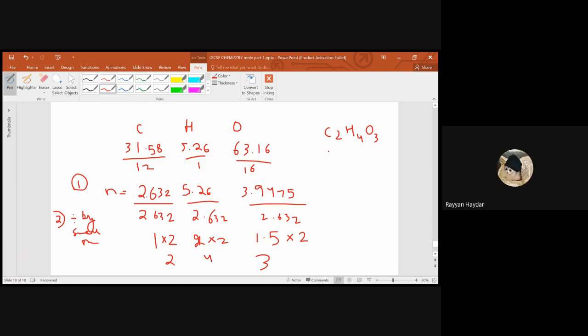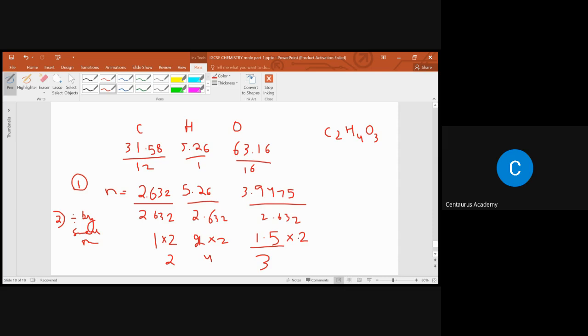Miss, I just have a question. Why did you multiply them by 2? To give us the whole number, no? The definition of empirical formula is that all the atoms must be in their simplest whole number ratios. 1.5 is not the whole number, right? We need to convert this into whole number. So to convert it into a whole number, we need to multiply it by such a number to give you the simplified whole number ratio.